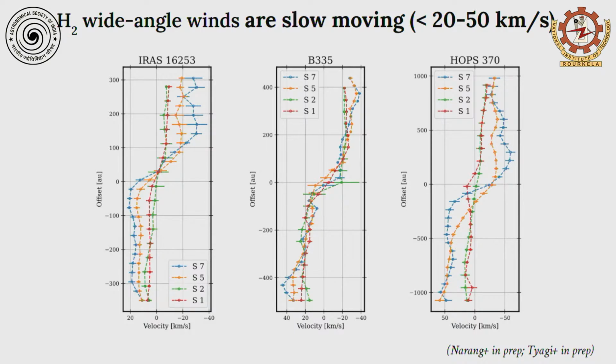So that's the nested structure I'm talking about. Smaller opening angle, more collimated, they are higher excitation and moving faster. The larger opening angle, wider winds, they are lower excitation, lower temperature, moving slower.